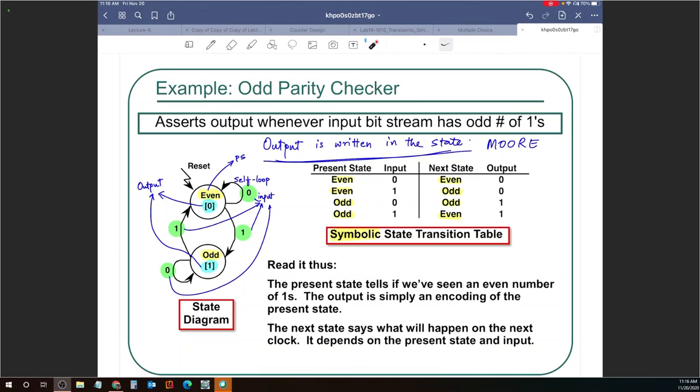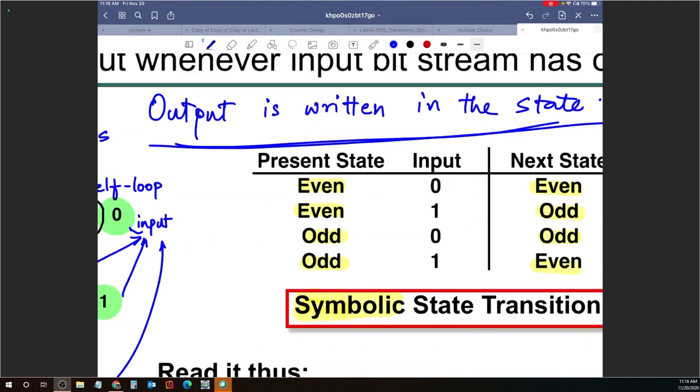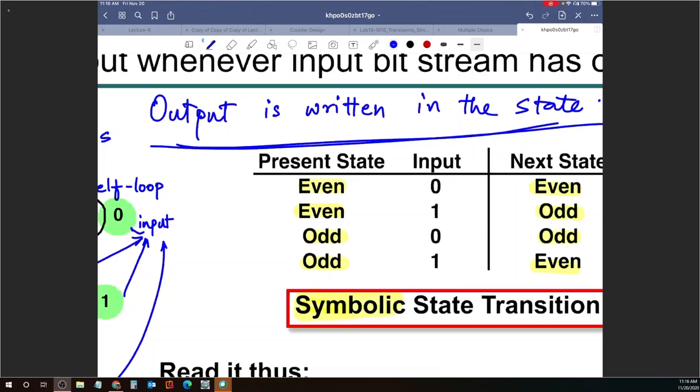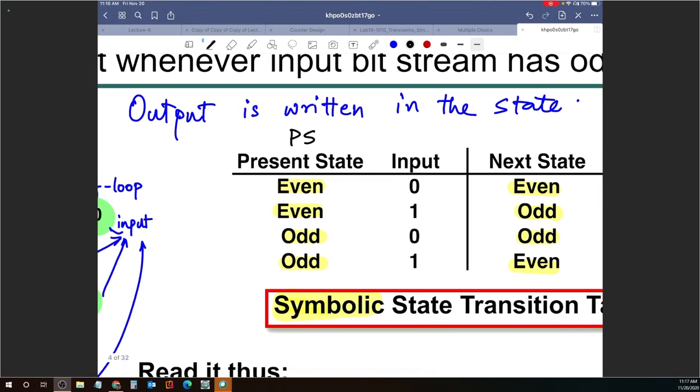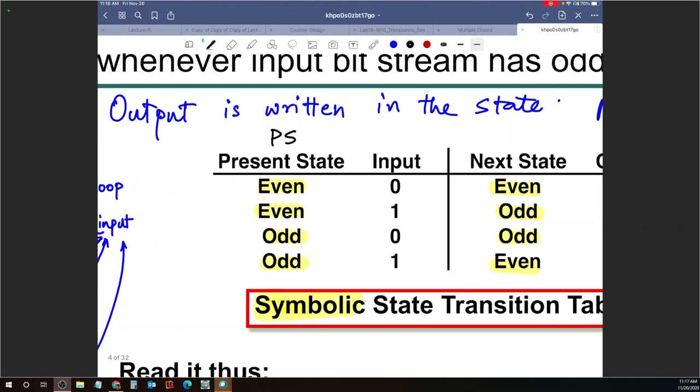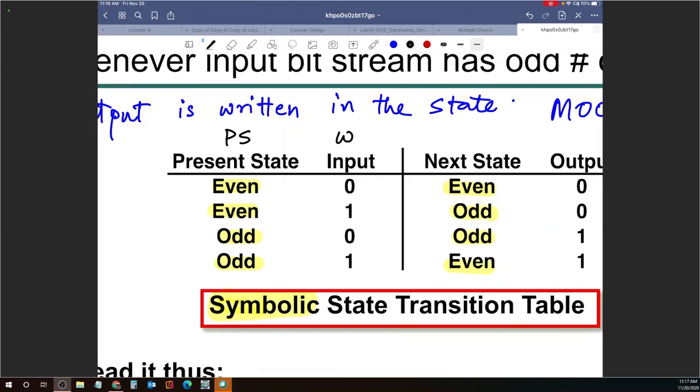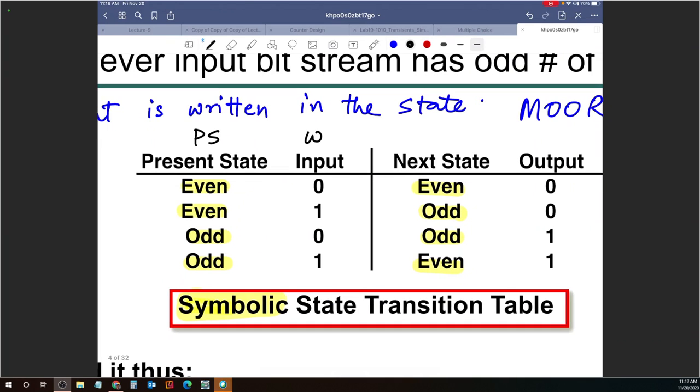Now, just to make things a little bit simpler for me, I will name them a little something. I'll say PS for present state. And I will call my input W. I will call my next state NS, and I'll call my output Z, right? This is just for the sake of me not having to write really long words. Present state, W, next state, output.